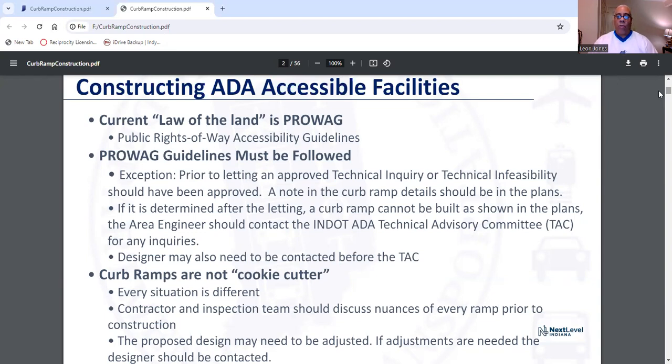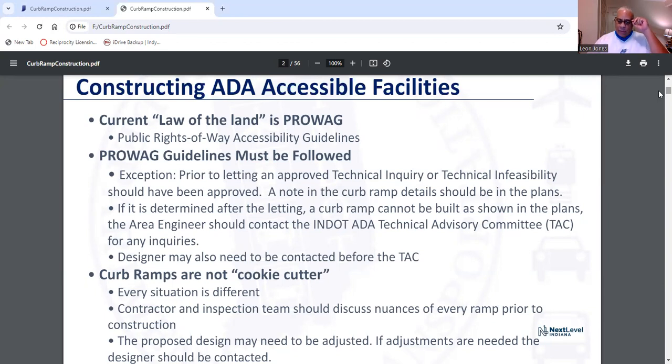Now, a note in the curb ramp details should be in the plans. Also, if it is determined after the letting that a curb ramp cannot be built as shown in the plans, here in Indiana, the area engineer should contact the INDOT ADA Technical Advisory Committee for any inquiries. Also, the designer may also need to be contacted before the Technical Advisory Committee.